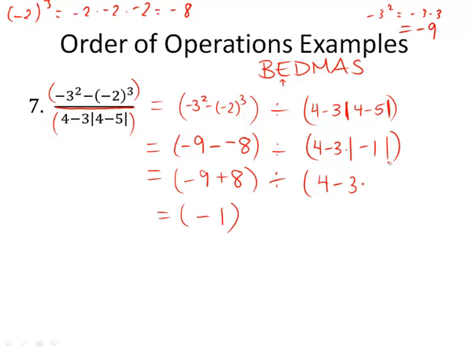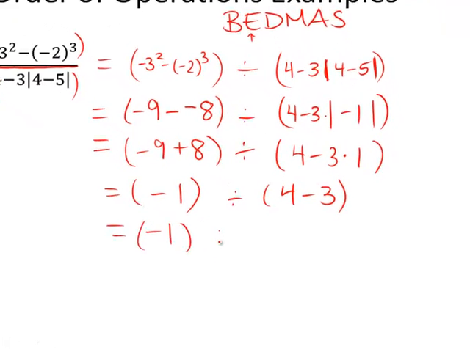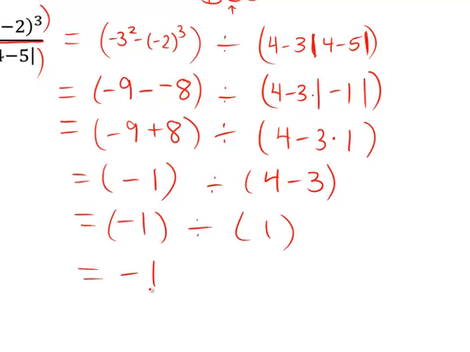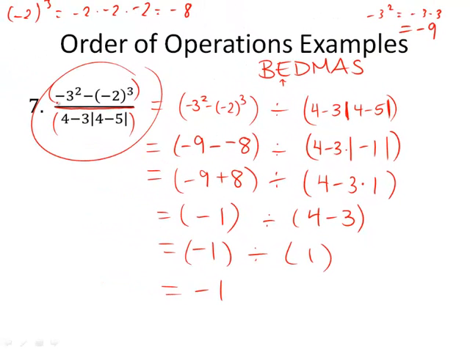So how far is negative 1 from 0? It's 1 space. So really that's just 4 minus 3 times 1, which is 3. So that's still the same. 4 minus 3 is 1. So this whole thing boils down to negative 1 divided by 1, which is negative 1. Really shows you the beauty of mathematics, of this complicated beast becoming this simple number.